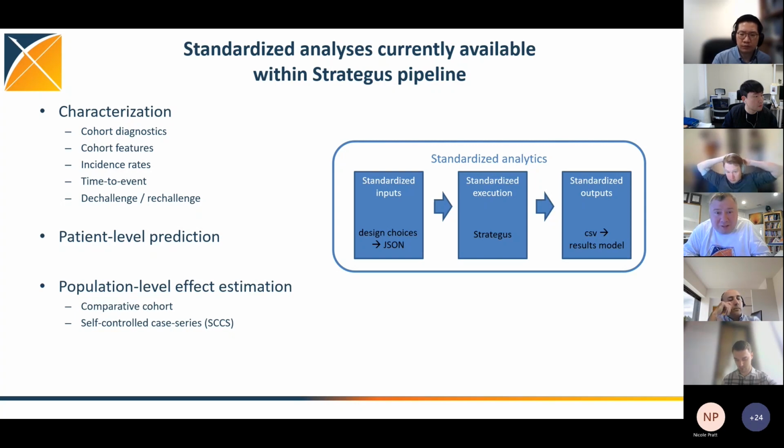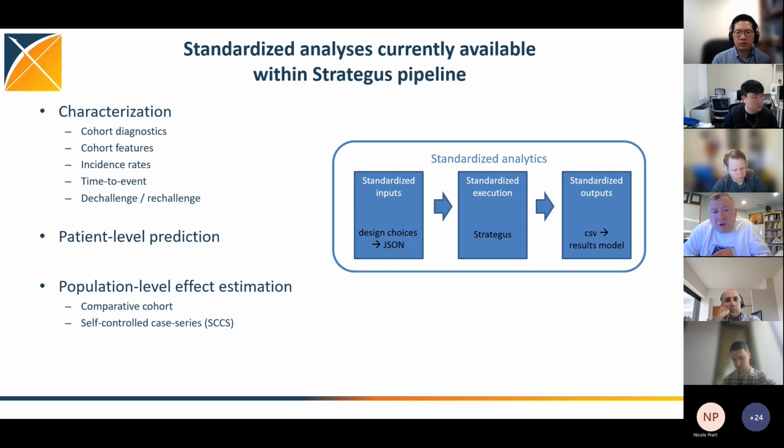What I'm going to do is just be the beneficiary of the fact that this strategist pipeline exists. And for each of our standardized analytics, what I mean by that is everything I'm going to talk about has a standardized input, meaning that there are explicit design choices that can be translated into parameter inputs into analysis packages. We have a standardized procedure for execution, which basically means I can read in the inputs and execute a procedure in a standardized way. And then we have standardized outputs.